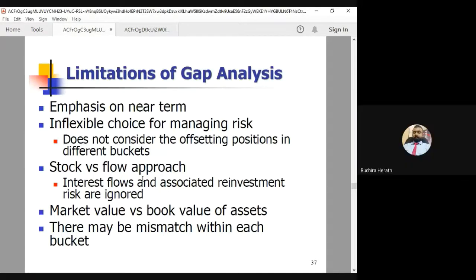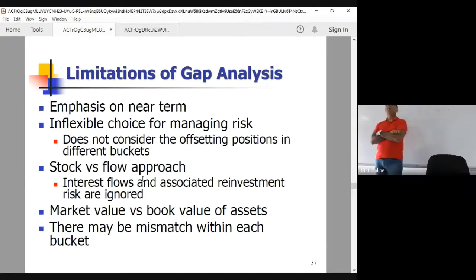The issue comes once you lend short term but borrow long term. Lend short term, borrowed long term. Then in that case, if interest rates go up, it's good for you.